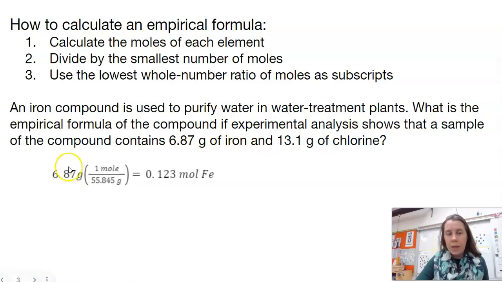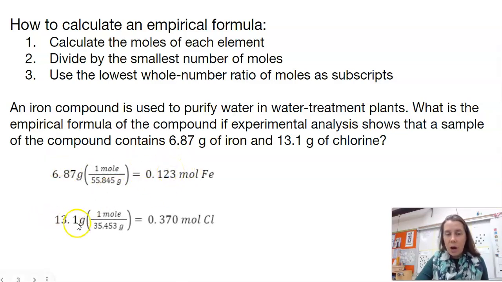So the first thing we'll do is the 6.87 grams of iron. This is the molar mass of iron. These are just gram to mole conversions like we were doing in the previous lesson, right? And so that is 0.123 moles of iron. And then the second one would be the 13.1 grams of chlorine. Again, use the molar mass from your periodic table and get 0.370 moles. All right, so you can look at this and maybe say, okay, that's like about 1 to 3, but we're actually going to mathematically figure out the ratio by dividing by the lowest number of moles.